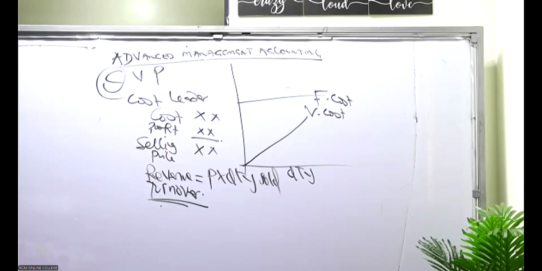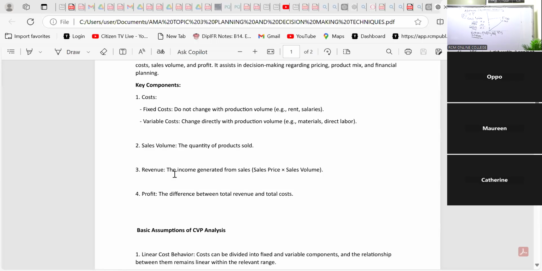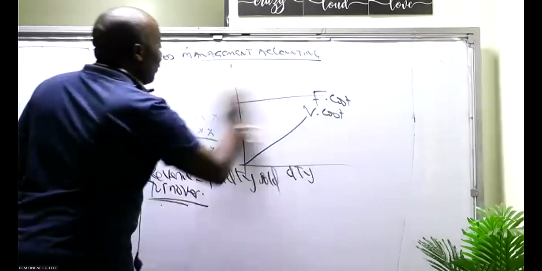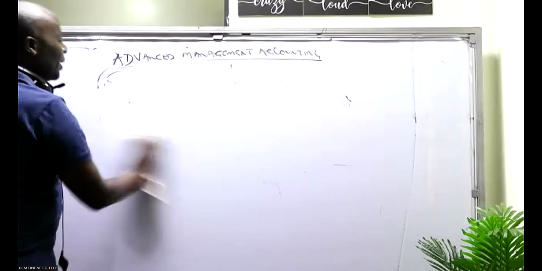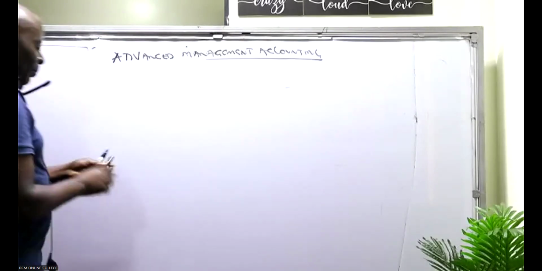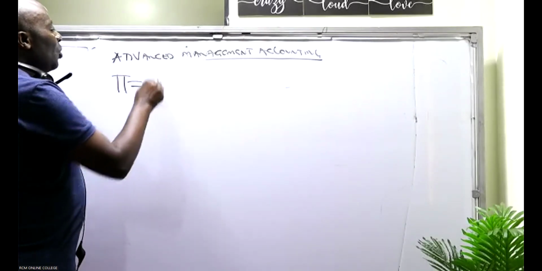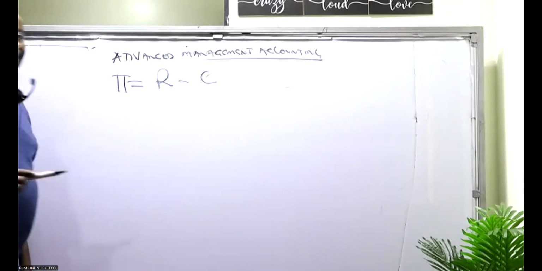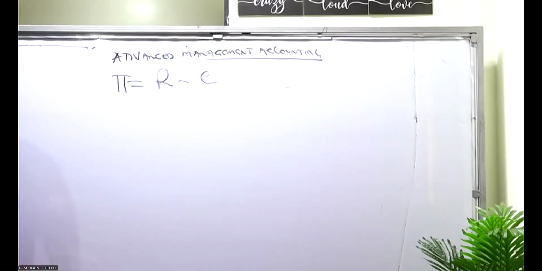All right, ladies and gentlemen, we are progressing here. So then what I would want us to look at is this one here. So we have your profit. Of course, profit is the difference between revenue and the total cost. So whenever we talk about profit in management accounting or advanced management accounting, profit will always be equal to revenue minus cost.